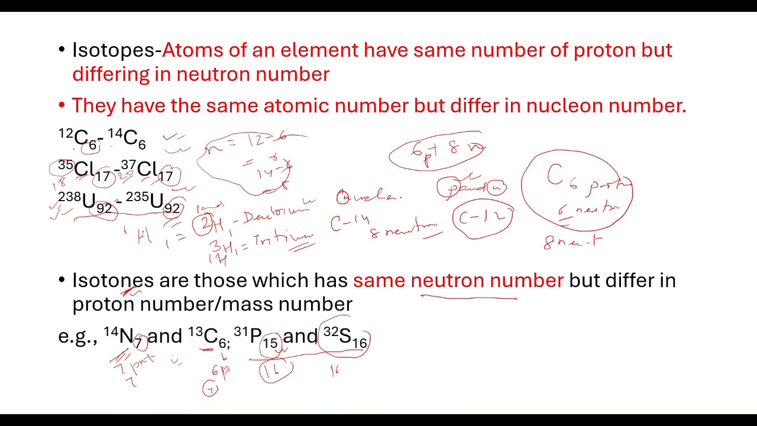Okay, so this is all about isotopes and isotones, and we learned about mass number and all. So we'll learn more about relative atomic masses in the next class, and how we are going to use these atoms for measuring the relative atomic masses, relative molecular masses, you know.